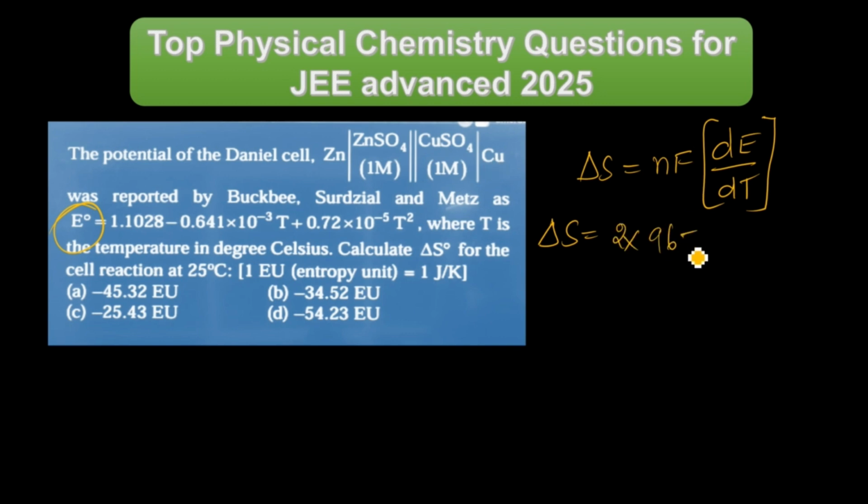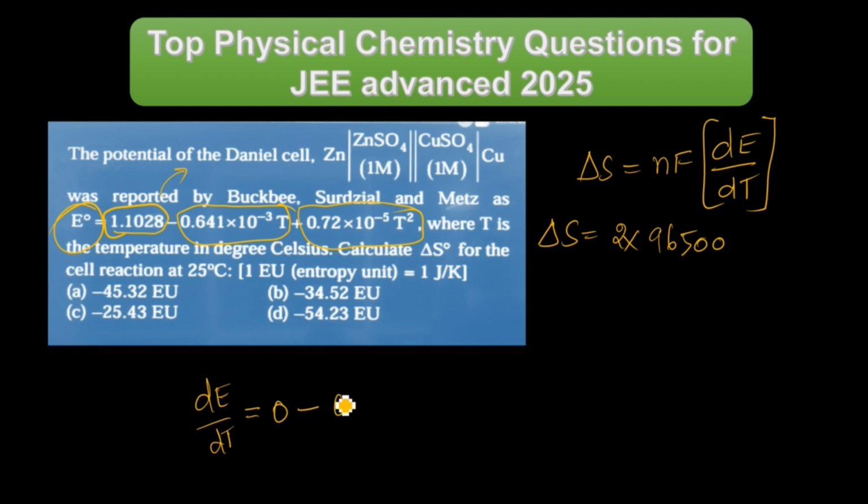And F value 96,500. And dE by dt, how will we know about that? So E is E0 plus the electrode potential expression, where they have given the constant and the variable terms with T and T square. For the constant, while differentiating, that will be 0. So 0 minus, then I'm having T, so dT by dT, which is equal to 1, right?